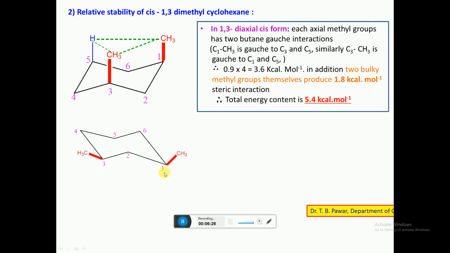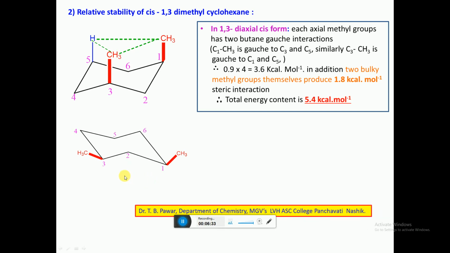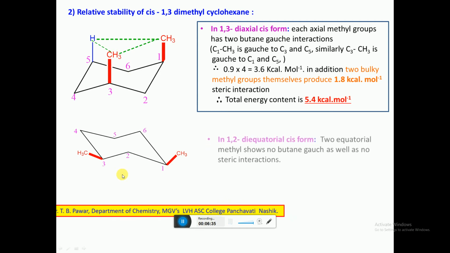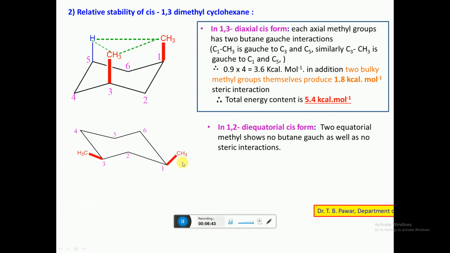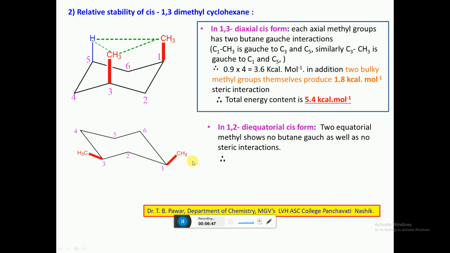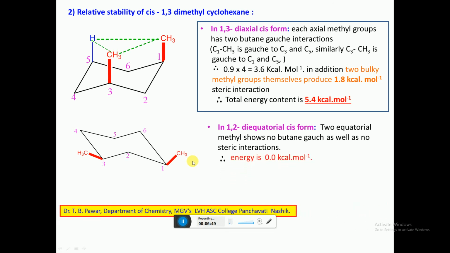Now, diequatorial 1,3 dimethyl cyclohexane. Here there are no interactions because both the methyl groups are extended outside the ring, so no interactions, and so the energy is 0 kilocalorie per mole. It's a very stable isomer.